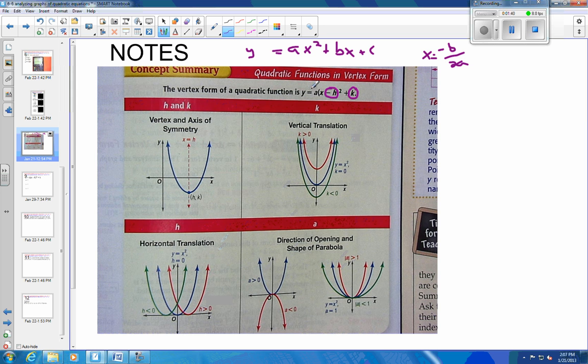And then that a right in front here tells us if it's positive, we're opening up, and if it's negative, we're opening down. If a equals 1, it's kind of right in the middle. If it's less than 1, some sort of fraction, we get wider. And if it's greater than 1, we get steeper. And so that's breaking up your quadratic function whenever it's in vertex form.